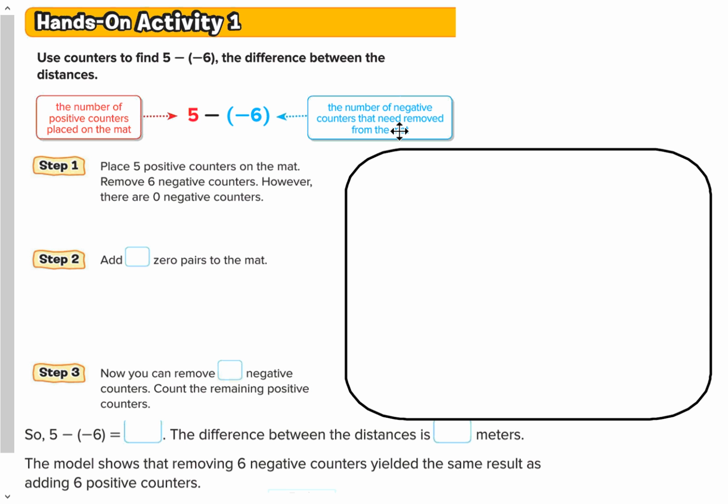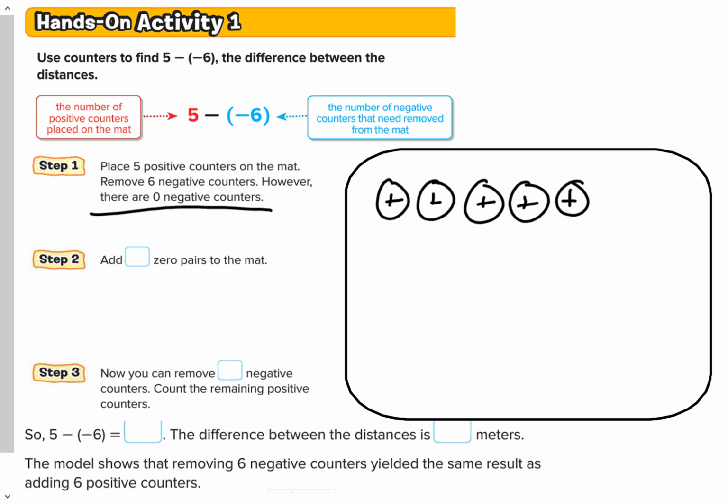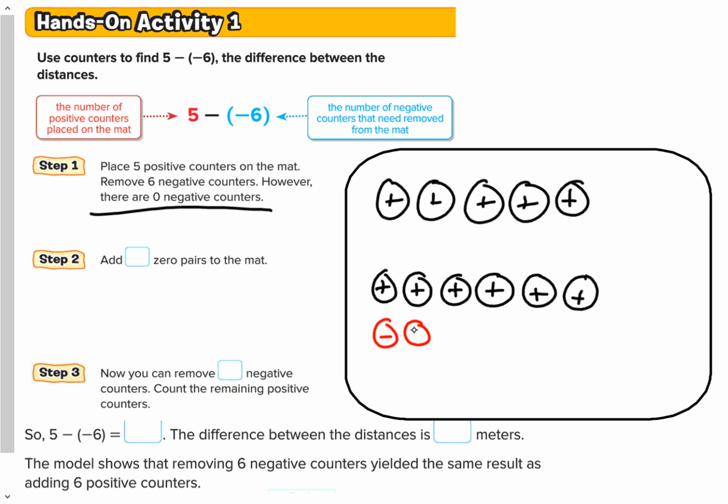I'm going to start by placing 5 positive counters on the mat. Now we're supposed to remove 6 negative counters. However, there are no negative counters on our board. So we're going to do something called adding 0 pairs. What I want you to remember, boys and girls, is that 0 pairs don't have a value. They're worth 0. So I'm going to add 6 0 pairs, and you'll see why in a second. 1, 2, 3, 4, 5, 6. And then I'm going to add 6 negatives to go along with it.